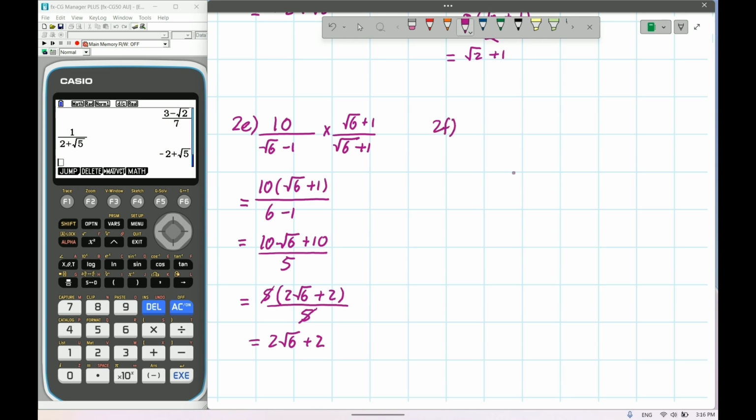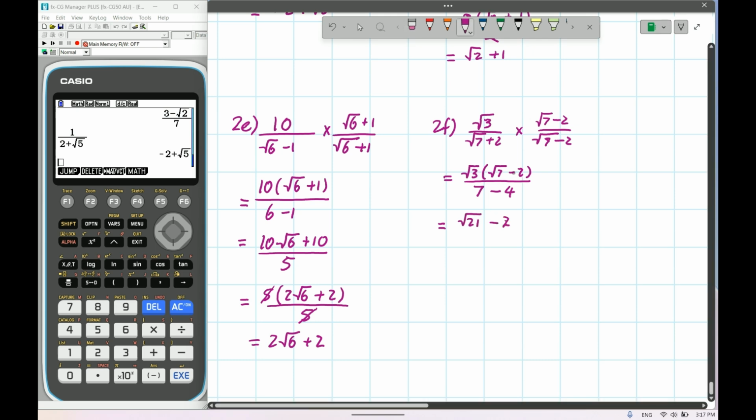For 2f, you're looking at root 3 over root 7 plus 2. Multiply that by root 7 take 2 over root 7 take 2. So this will become root 3 times root 7 take 2 all over, now root 7 times root 7 becomes 7. Positive 2 times a minus 2 becomes a minus 4. So this will become square root 3 times square root 7 makes square root 21 minus 2 root 3 all over 3.